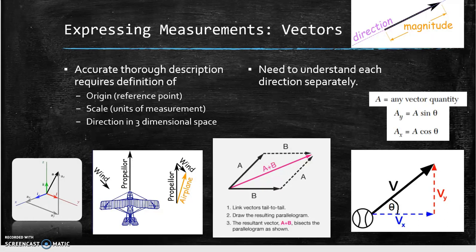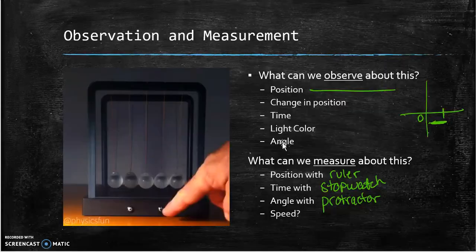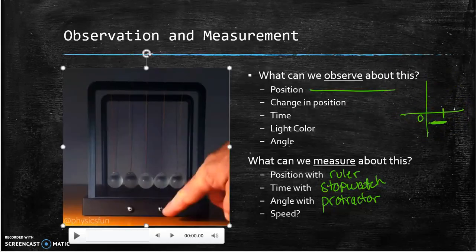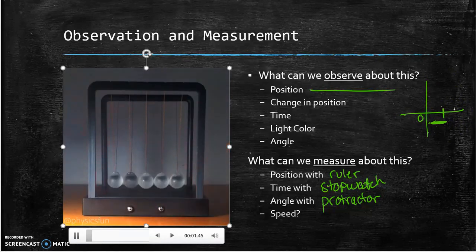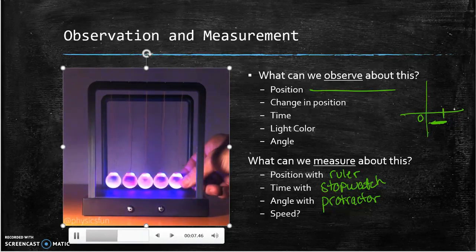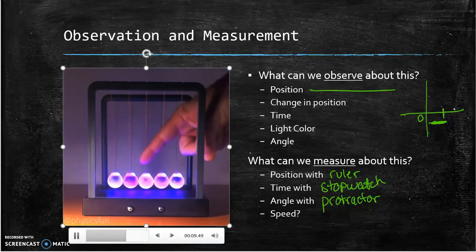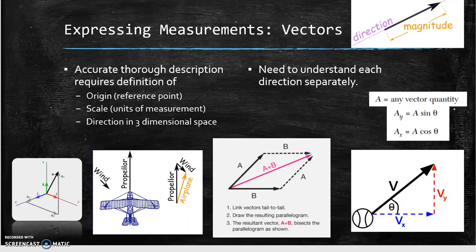Our measurements can come in just numbers, like with metric estimation, but also when we were looking at this video, we thought about direction and coordinates and how the ball was pulled back. The ball was pulled back to the right, and when I let go of it, it swung to the left, and then it hit the balls, and the ball on the far left swung. There's a lot of direction in there, and direction is important when describing nature.